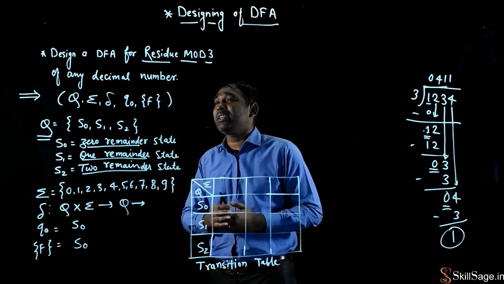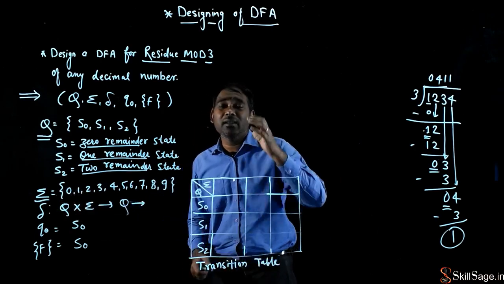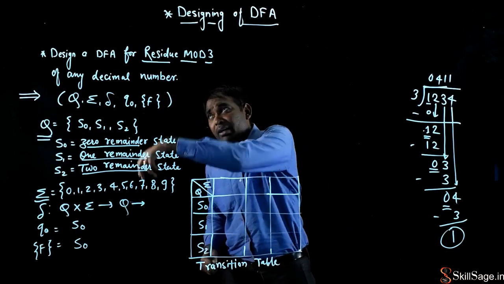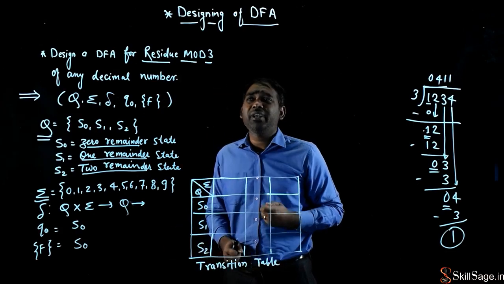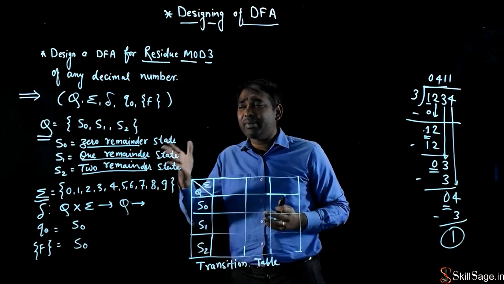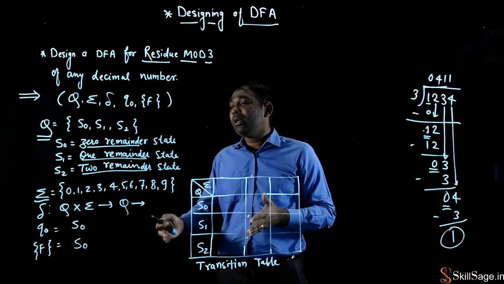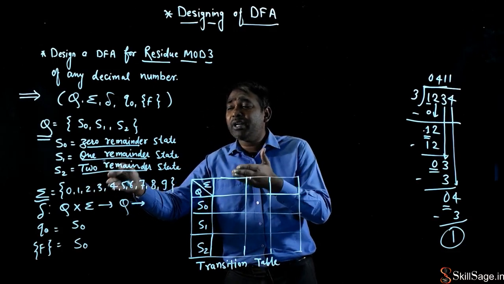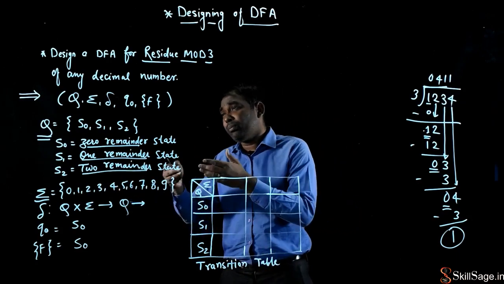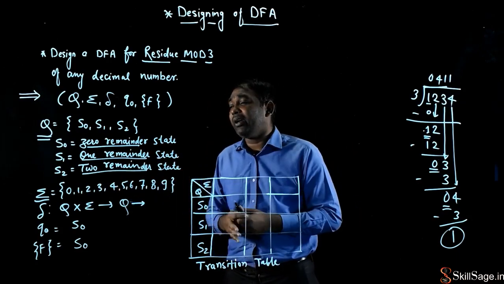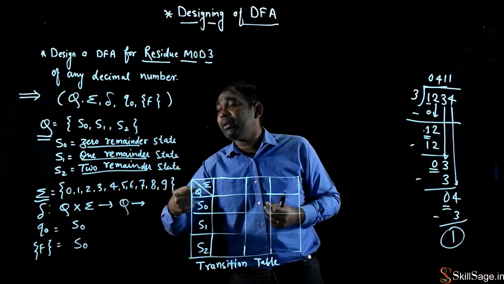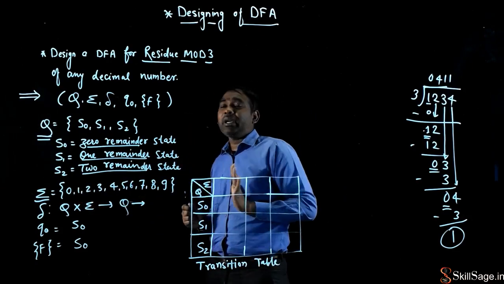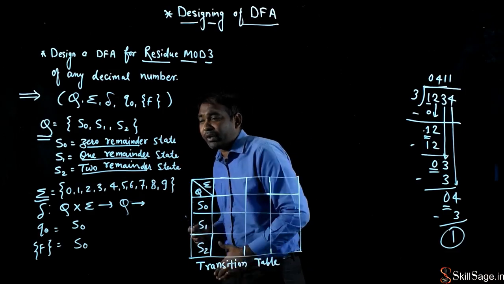What is my sigma? Sigma is the finite set of input symbols. So what is it accepting? Decimal numbers. When it is accepting decimal numbers, that means my input will be a decimal digit. It may be 0, 1, 2 till 9. So my machine or DFA can read any of these numbers from 0 to 9. This will be my set of input symbols, you can say.